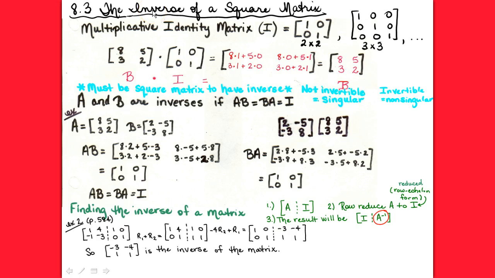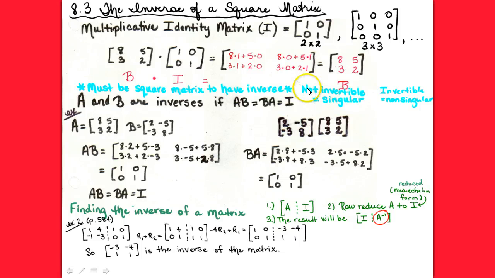And it's called the inverse of a square matrix, so that gives us the first clue. If you're going to take the inverse of a matrix, it does have to be square. You must have a square matrix in order to have an inverse. So it would have to be a 2 by 2 or 3 by 3 or 4 by 4, something like that. There are matrices that you cannot find the inverse of, and so they're called not invertible.